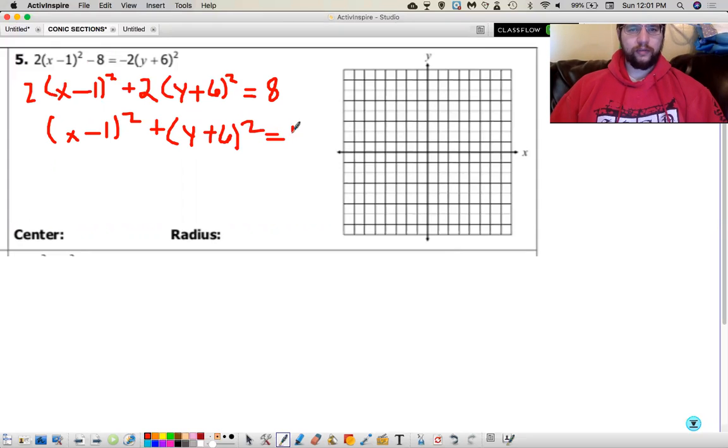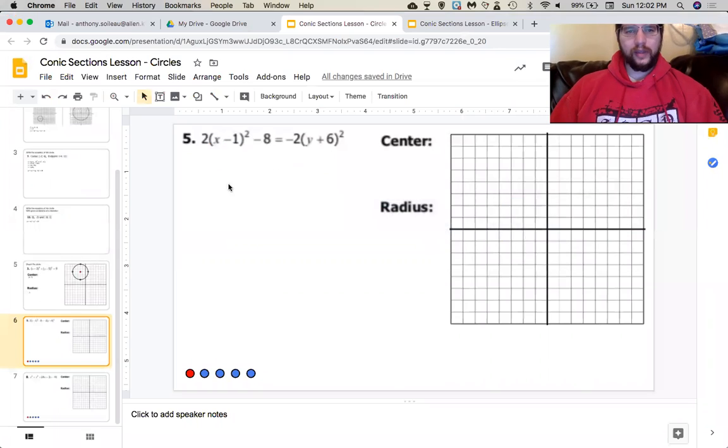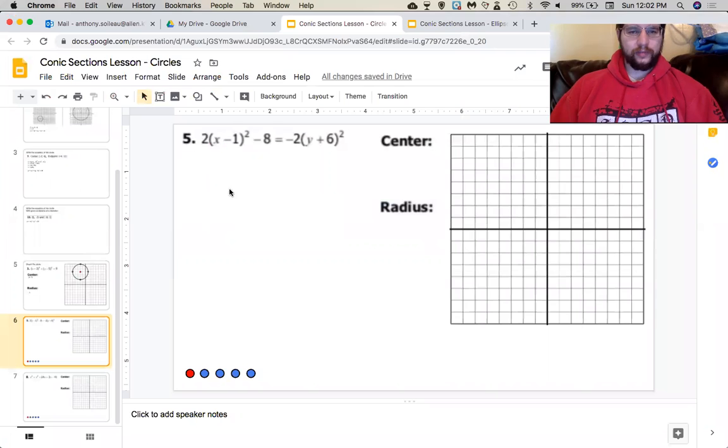If I divide 8 by 2, I get a 4. So my center is 1, -6. Radius is 2. I'm just going to use that. So I would want to see this, but I'm not going to write it down here. I wrote it down. Come on, there we go. I'm not going to write it over here. I do have it written here. When you do it, I want to see it over here.